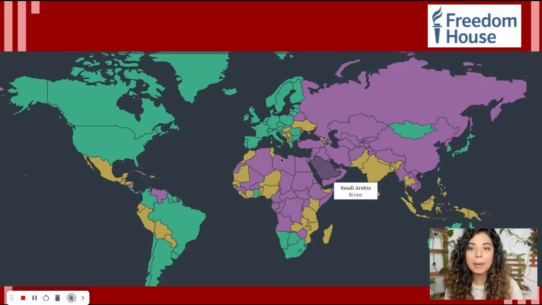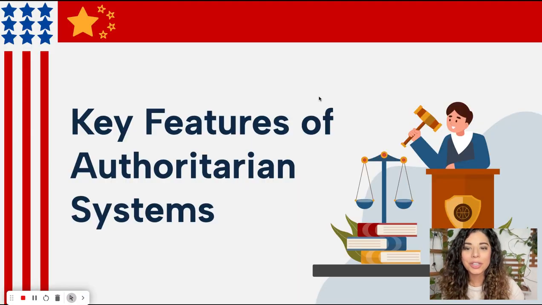Also on the Freedom House, so this is just a screenshot from there, you can see countries that are purple, they are not free. Countries that are green are considered free, and those that are yellow are in between. They have elements of both. So those are the key features of authoritarian governments.